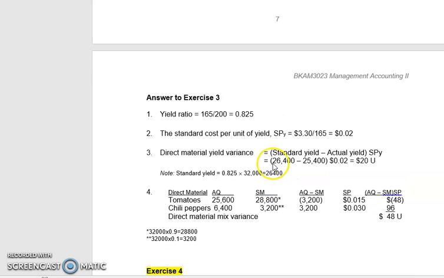The fourth: tomatoes actual quantity, chili peppers actual quantity, standard mix. So you get this one from these calculations, and after deducting and multiplying with the selling price, you get this number, and at the end you get the direct material mix variance of $48 unfavorable.